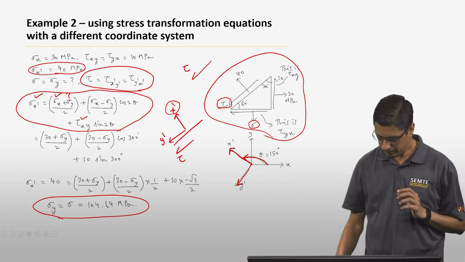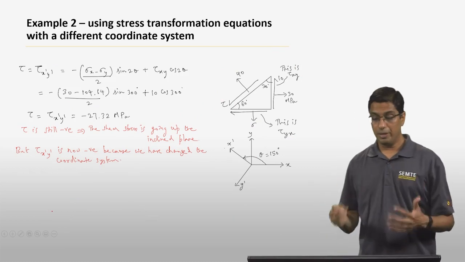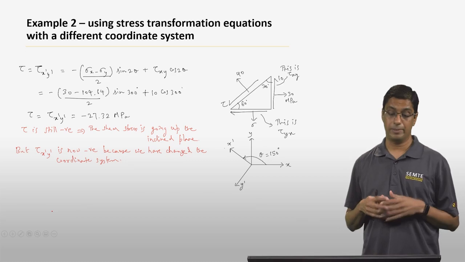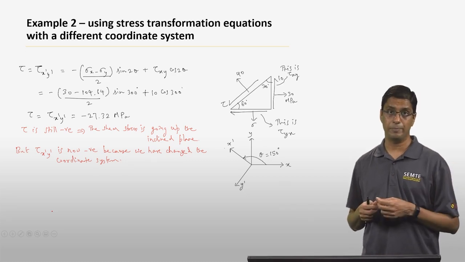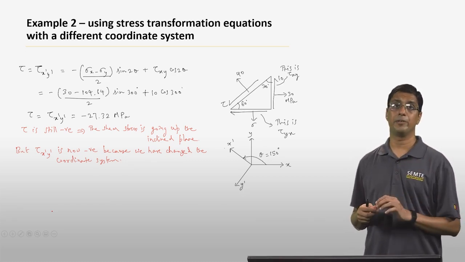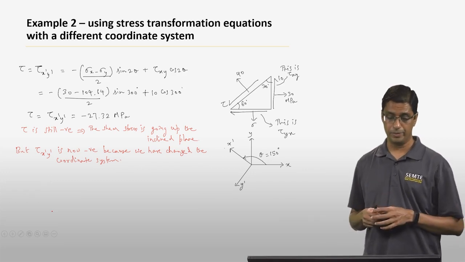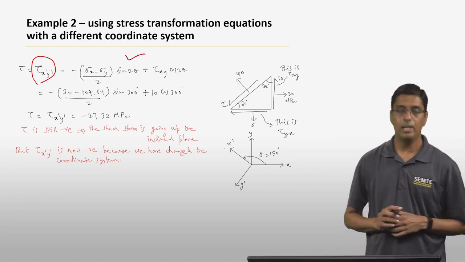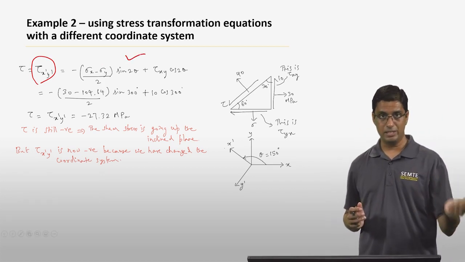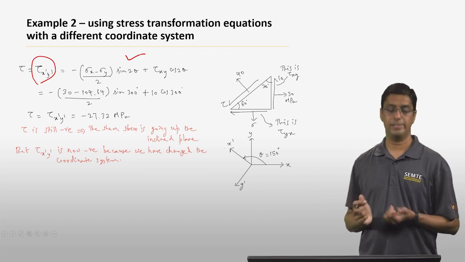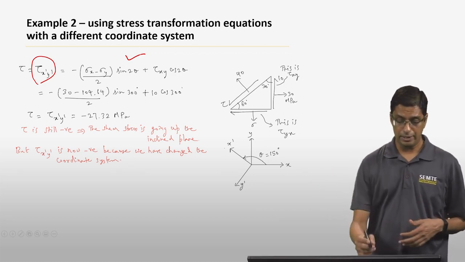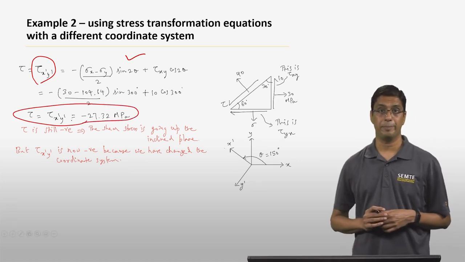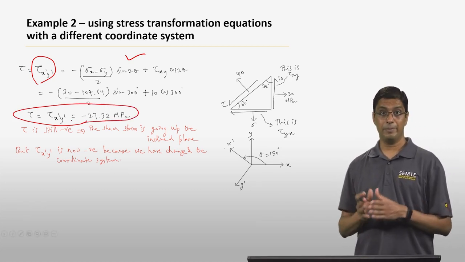Okay. Now, if you look at the tau equation, it is going to be a little bit different because last time tau was equal to minus tau x prime y prime. Now it is equal to tau x prime y prime because we have changed the coordinate system. Now we know the equation for tau x prime y prime, which is this. We know sigma x, we just found sigma y, we know tau xy, and now we solve for tau, and you find that tau is minus 27.32 MPa. So we are coming up with the exact same value.